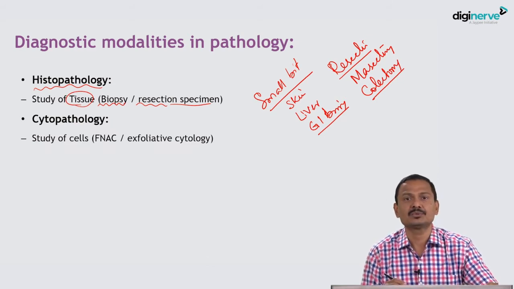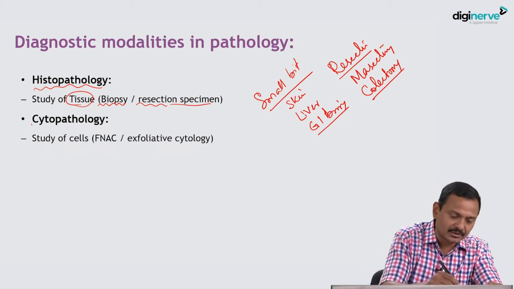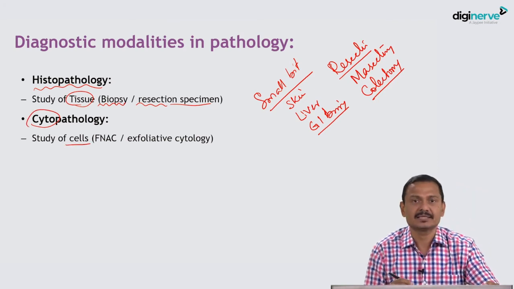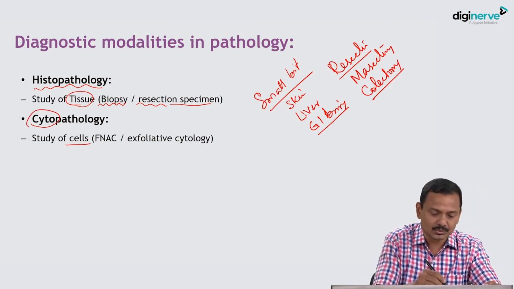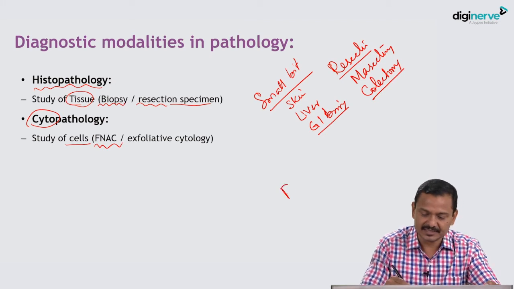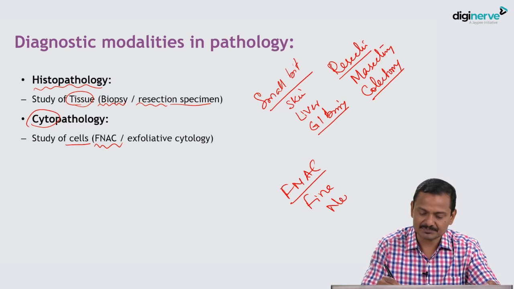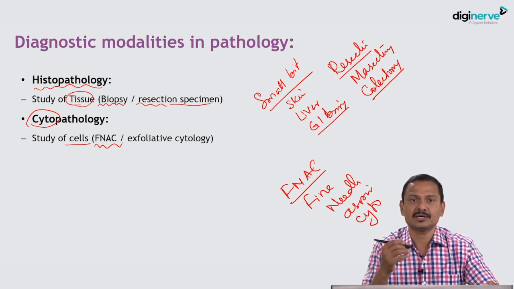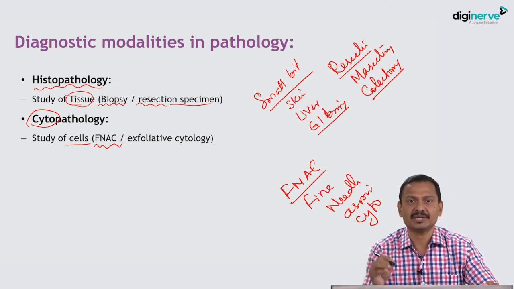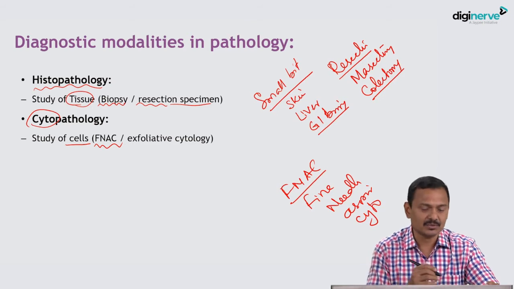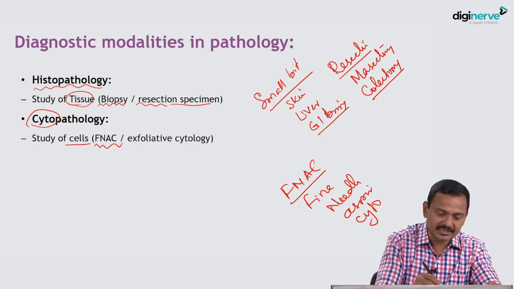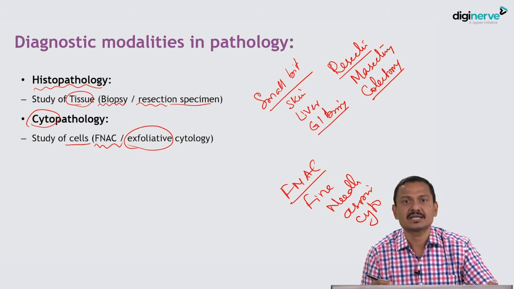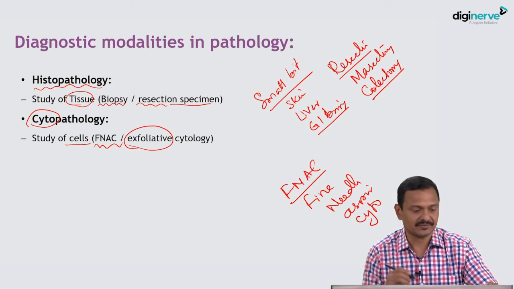Then coming to cytopathology. Okay? Cyto means cells and study of these cells through FNAC. FNAC is fine needle aspiration cytology. Okay? Aspiration cytology. Now, we put the needle, take out a little material from a swelling and make a smear, then stain it to say what is the abnormality. And exfoliative is shedding of cells like body fluids and cervical smears.